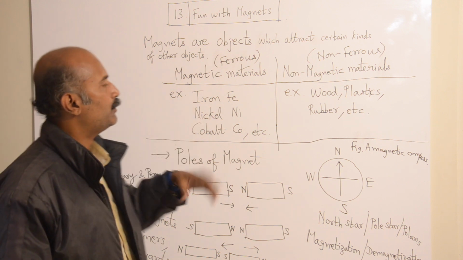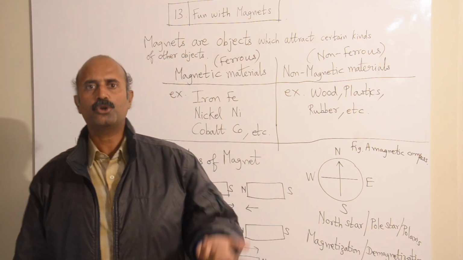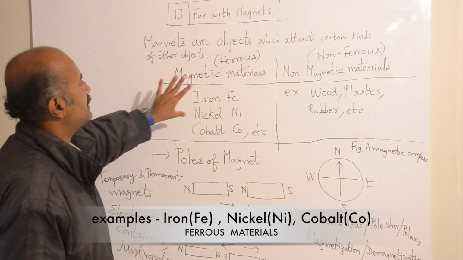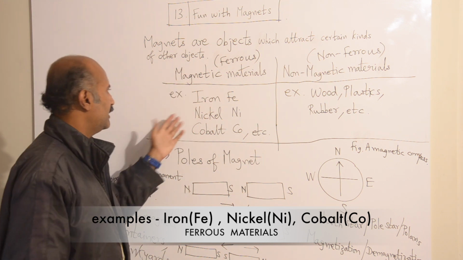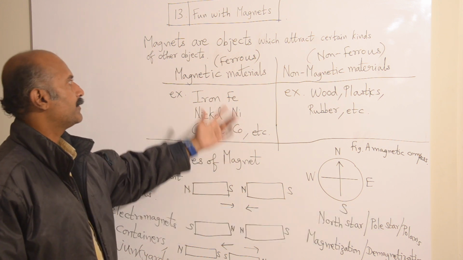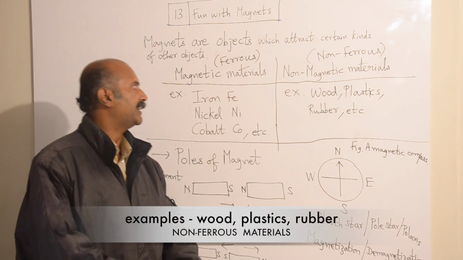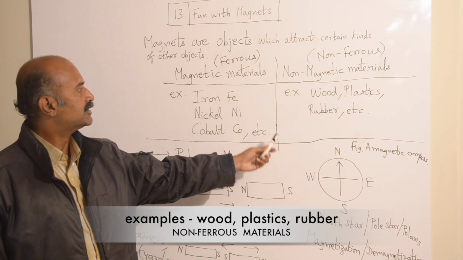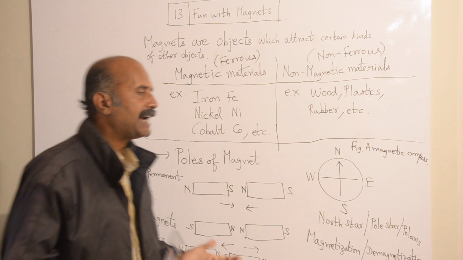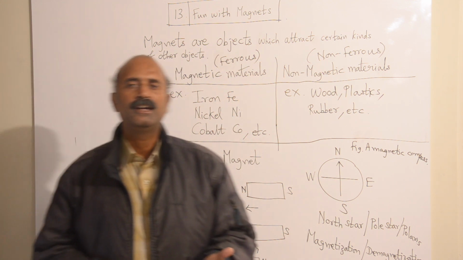So now we are going to study magnets. Magnets are objects which are using the magnetic force. A few examples of the magnetic materials, also known as the ferrous materials, are iron, Fe, nickel, Ni, cobalt, Co, etc. A few examples of non-ferrous materials are wood, plastics, rubber, etc.